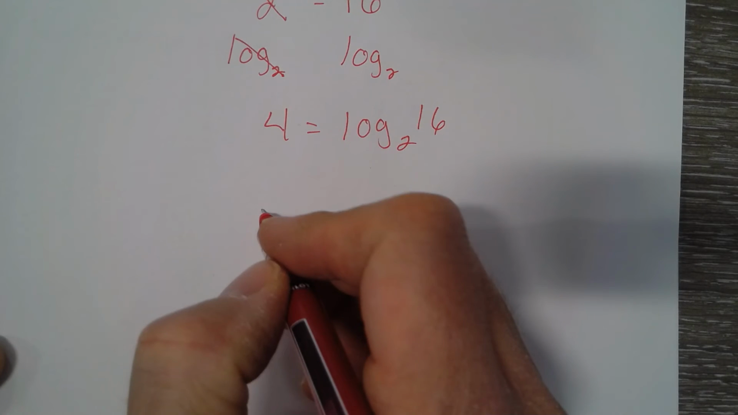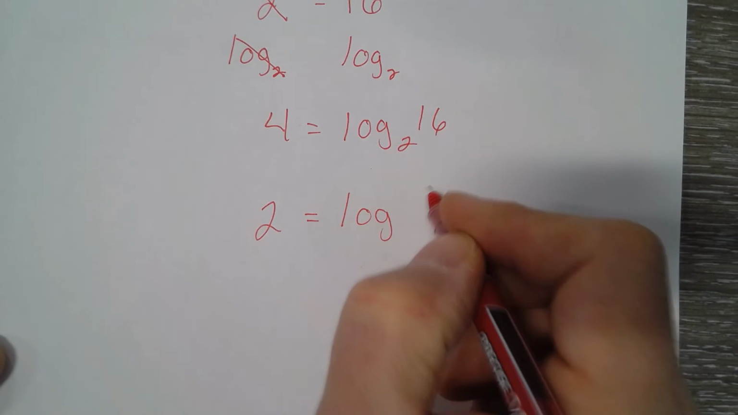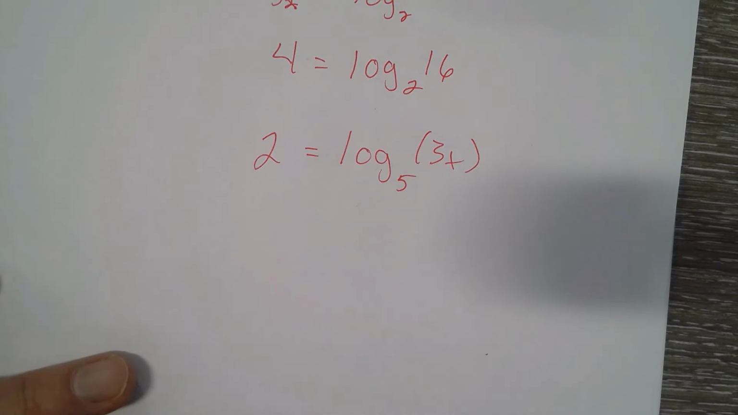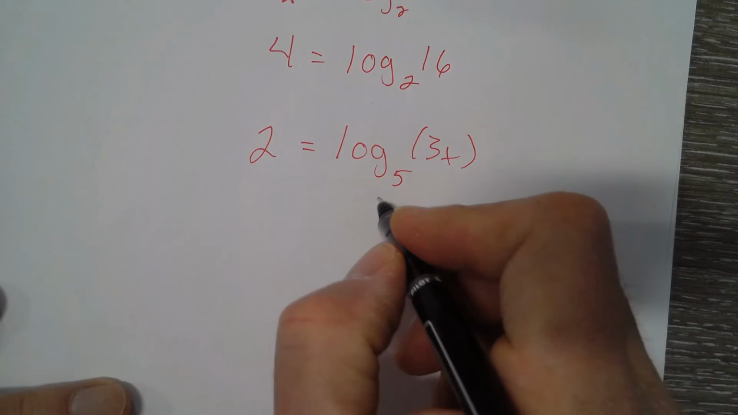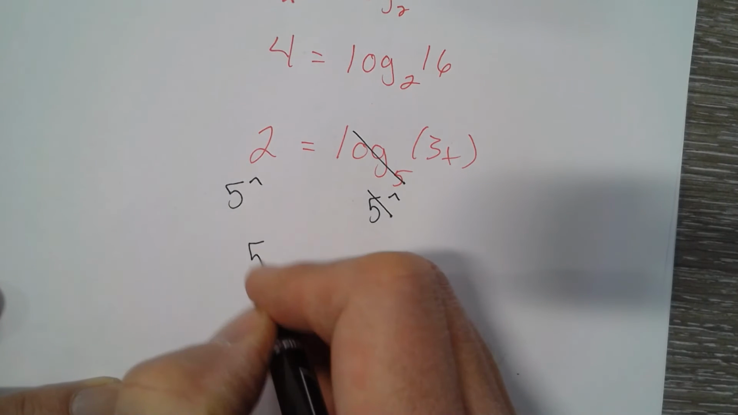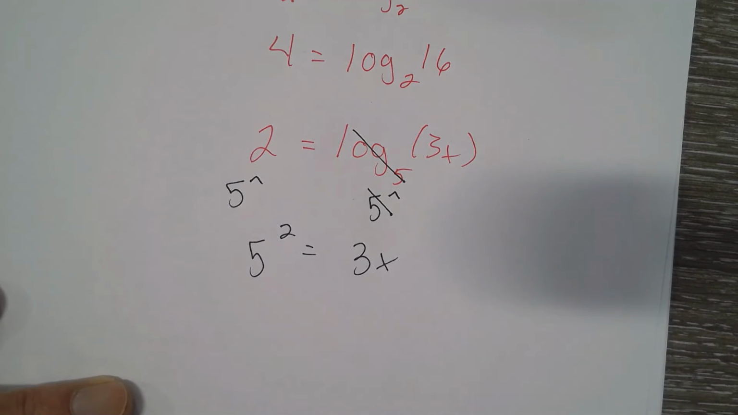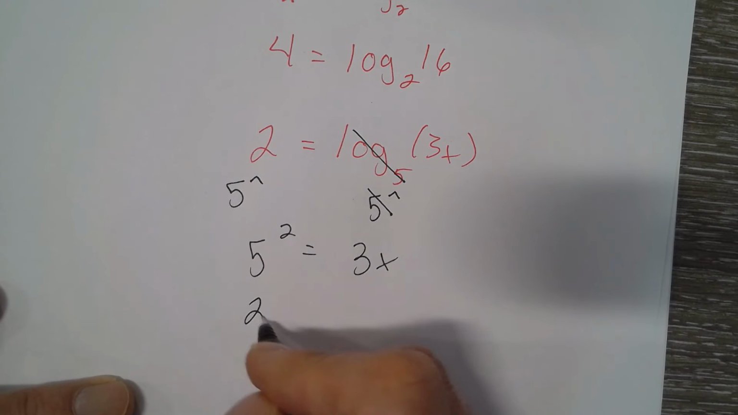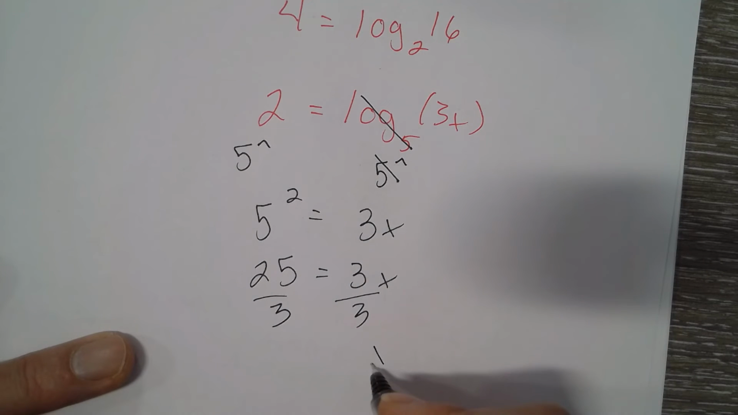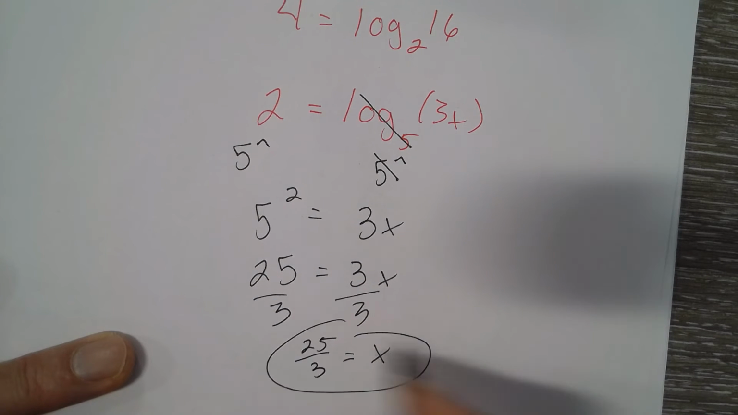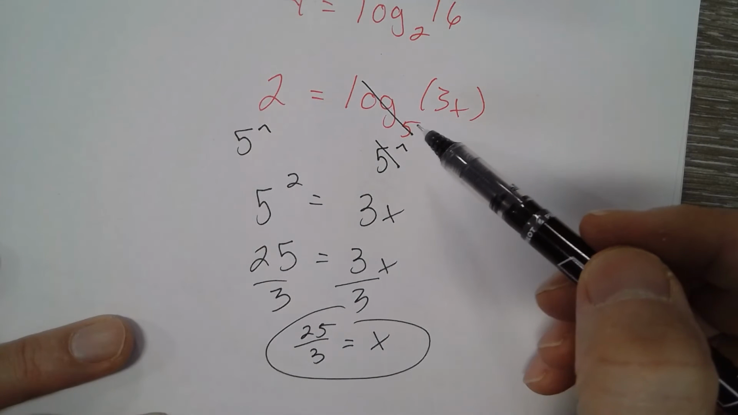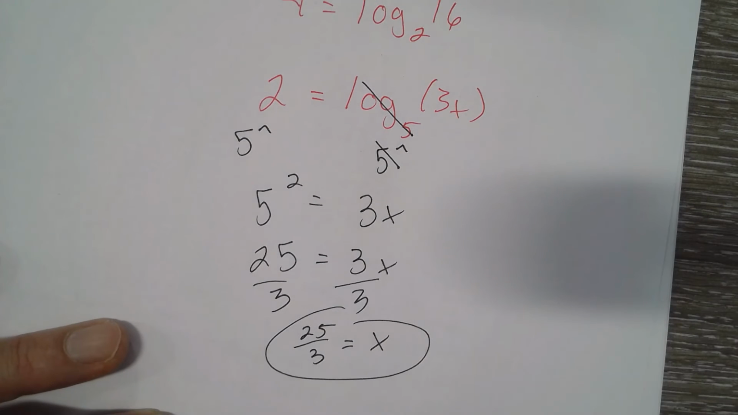Another one, we have 2 equals the log of 3x base 5. We have to do the opposite, or the inverse, so we're going to do 5 to the power. That undoes log, so I'll have 5 squared equals 3x. We could actually solve this because 25 equals 3x, and then you could divide by 3, so x equals 25 over 3. So we just solved a logarithmic equation. The first thing you should do is write it in exponential form, and you can solve it.